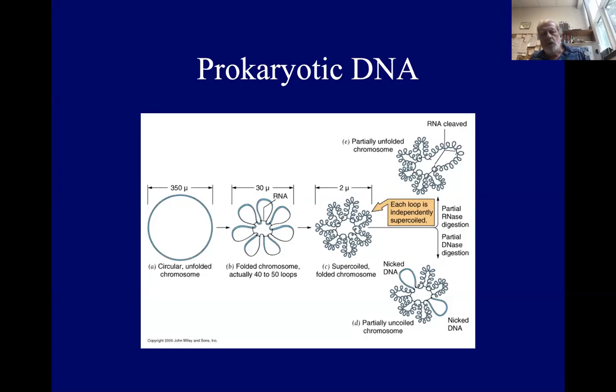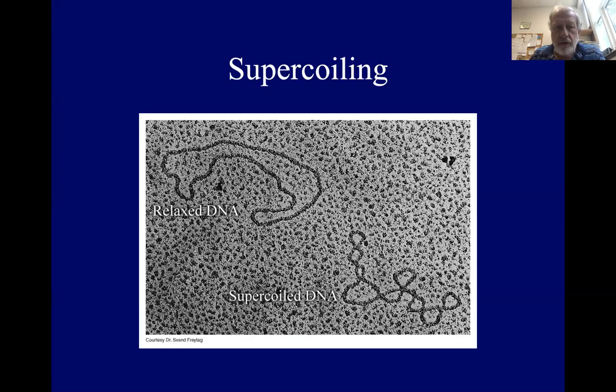This shows that the open circular chromosome is 350 microns across, but when it's attached to an RNA molecule, showing you its independent domains or loops, it's down to just 30 microns across, and then with each supercoiled domain, the chromosome is only 2 microns across. And then towards the right there, it shows you what happens with partial RNA or DNA digestion. And so here's our relaxed DNA molecule on the left, and in the lower right there, a supercoiled DNA molecule, how they really occur inside of prokaryotic cells.